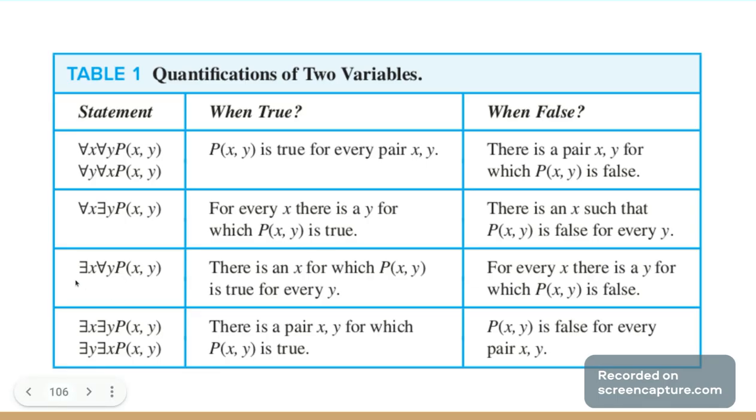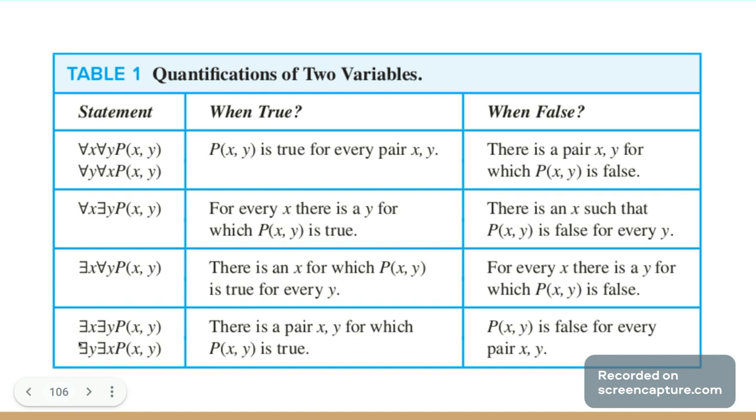Now if the statement is there exists x for all y pxy, then what we are actually saying is there is one value of x for which all values of y pxy is true. If that is the case, then the statement is true, otherwise the statement is false.